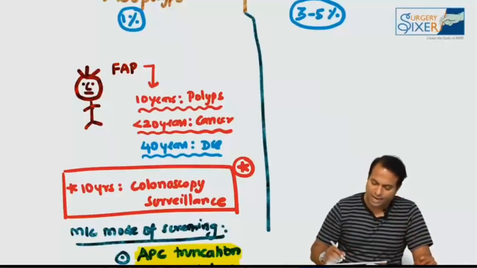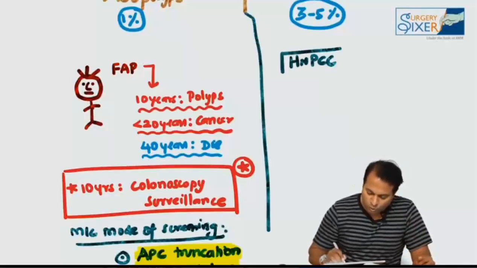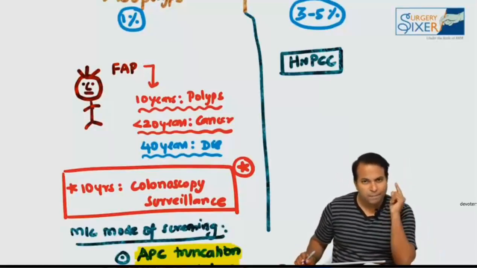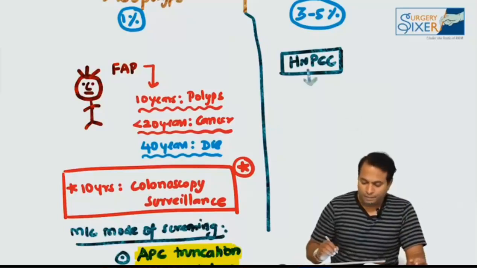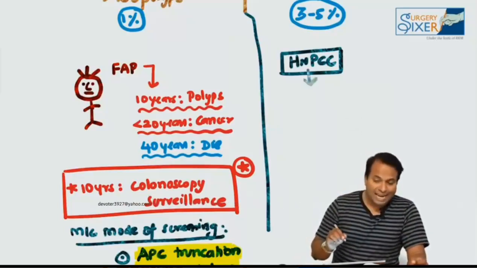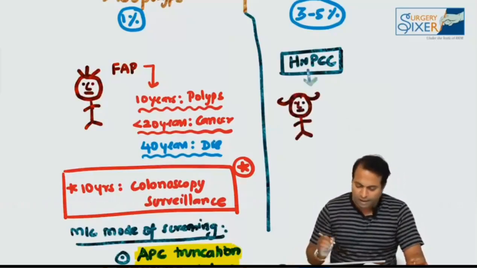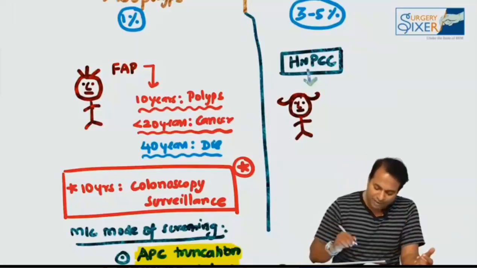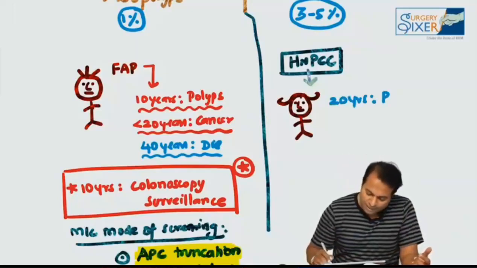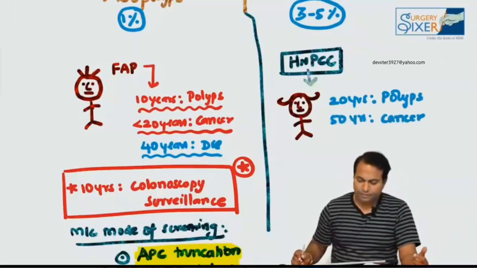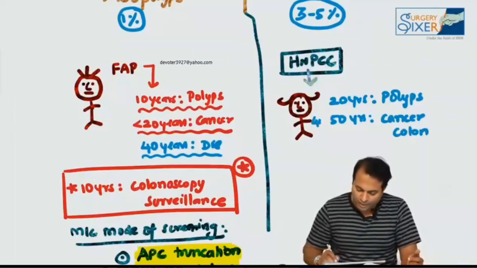Now I am going to discuss HNPCC, hereditary non-polyposis colorectal cancer syndrome. It is again autosomal dominant, associated with chromosome 2 and 3 mismatch repair gene mutation. Please don't forget this. It is responsible for 3 to 5% of cancers in the colorectal area. Now, in HNPCC, a girl is coming to you. When will she start developing polyps? Unlike the FAP patient at 10 years, this girl will start developing polyps at 20 years, and around 40 to 50 years she will start developing colon cancers.